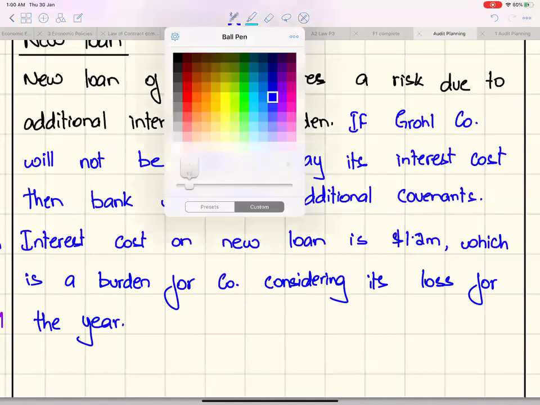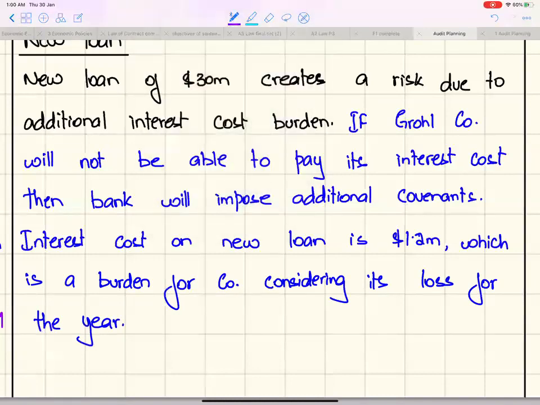Now, can you give me an evaluative comment? What will be the evaluative comment? You can write an evaluative comment that due to this new loan, the company is developing a production line which will not generate any additional revenues. So the risk is higher that Grohl company will not be able to support the additional interest payments.